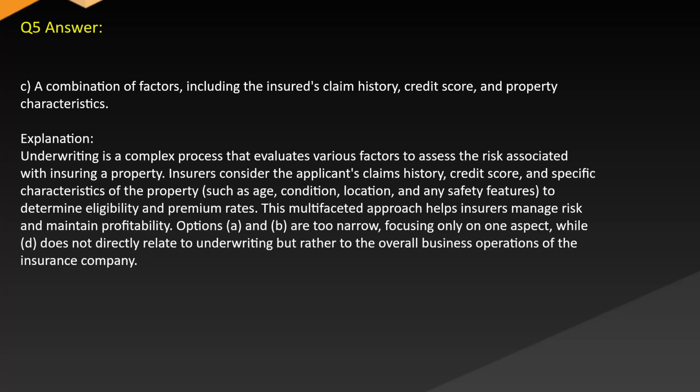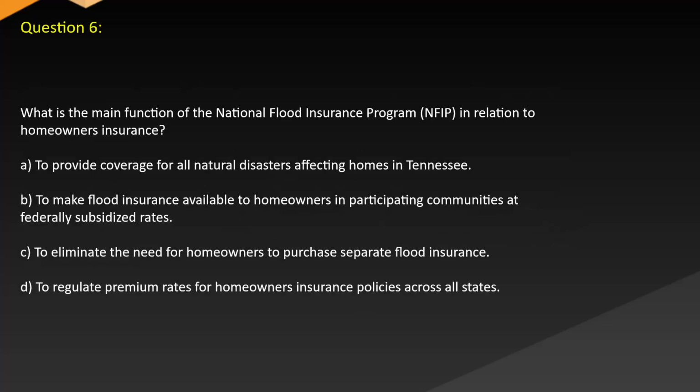Options A and B are too narrow, focusing only on one aspect, while D does not directly relate to underwriting, but rather to the overall business operations of the insurance company. Question 6. What is the main function of the National Flood Insurance Program (NFIP) in relation to homeowners insurance?